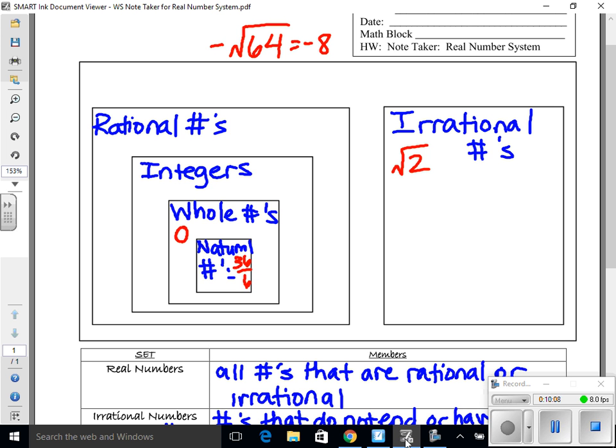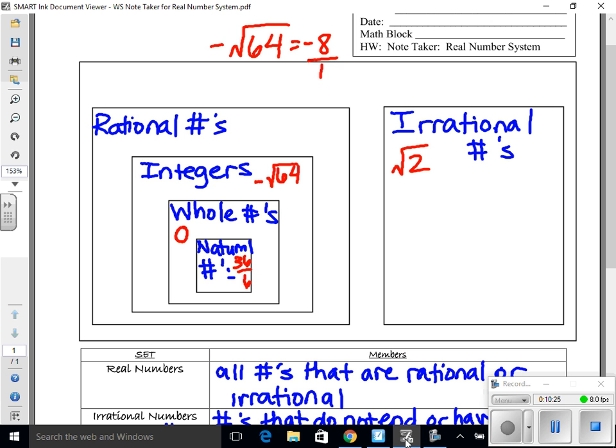Okay, well, it can be made into a fraction. Any number like that, you can stick a 1 on the bottom and you've got your fraction. So it is rational. Negative 8 is on a number line. Negative 8 is not above 0, so it will not be a whole number. So we want to put negative square root of 64 here.